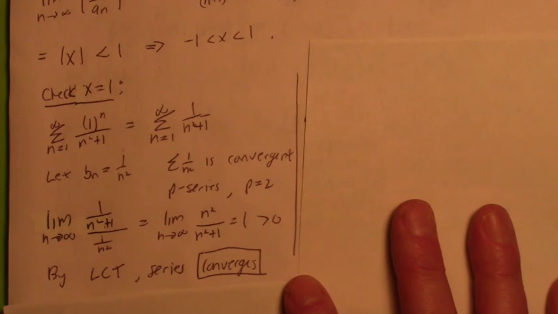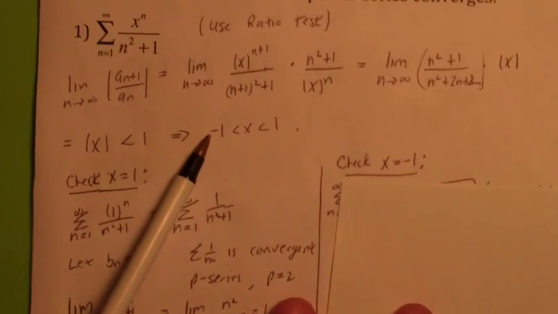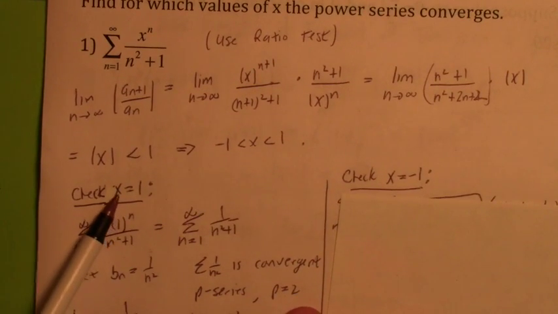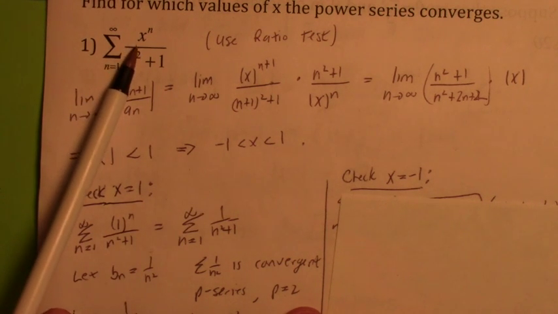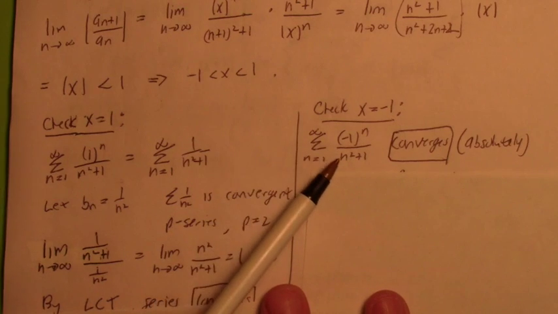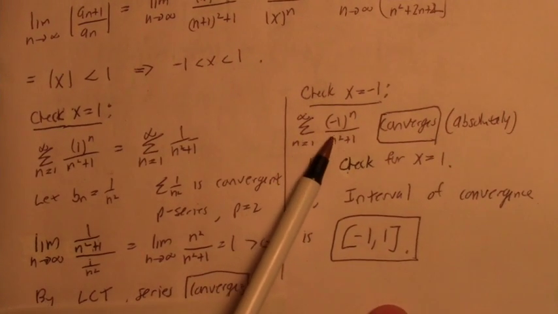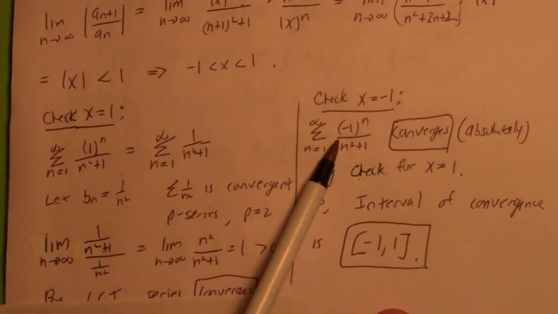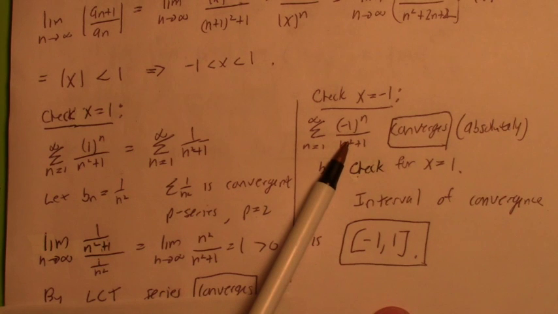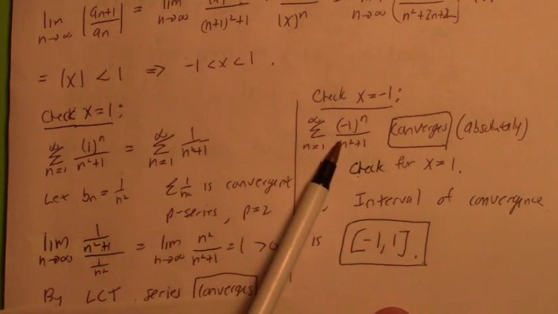Now, when x equals negative 1, you go back to the power series and you replace x with negative 1. So you get this. And it's not too hard to see that this infinite series is convergent. In fact, it's absolutely convergent. How do I know it's absolutely convergent? Didn't I just get through showing this converges? So this converges at negative 1 also.